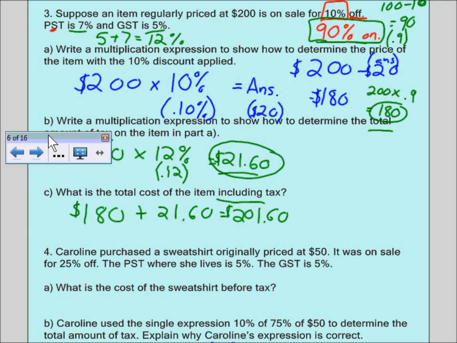Caroline purchased a sweatshirt originally priced at $50. It was on sale for $25 off. PST where she lives is 5%. The GST is 5%. What is the cost of the sweatshirt before tax? You guys should pause this and do this at home. I will put up the answers here.